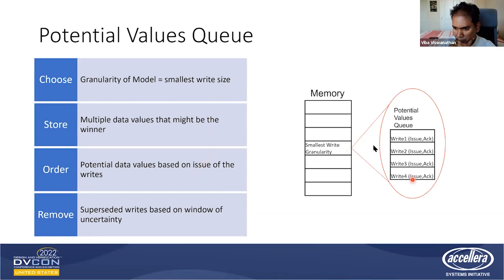We order the potential values in this potential values queue based on the time of issue of the writes. And then once we set up the potential values queue, we can proceed to remove superseded writes based on the two WOU rules outlined in previous slides. This might seem a little abstract at this point, so we will show the creation of the potential values queue in more detail with a couple of examples in the next slide.